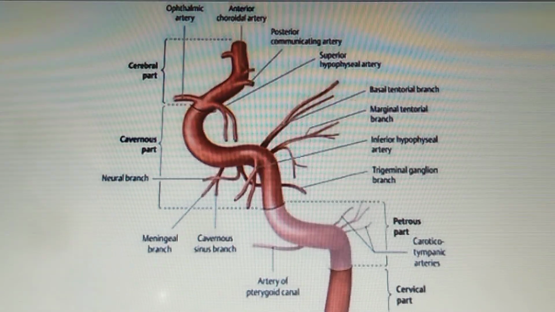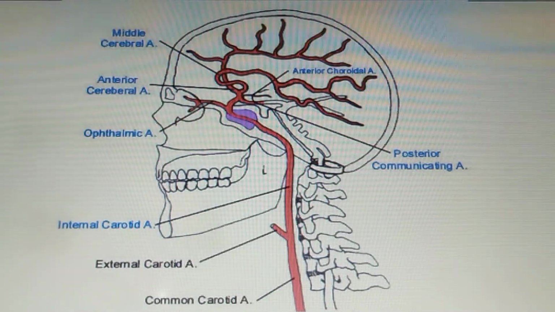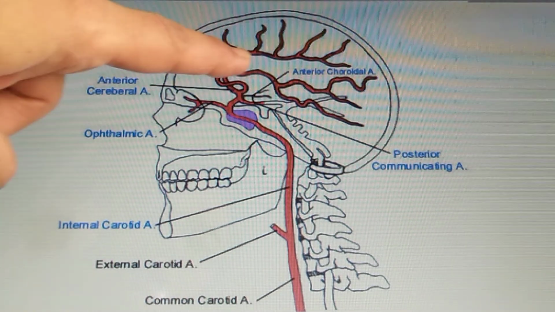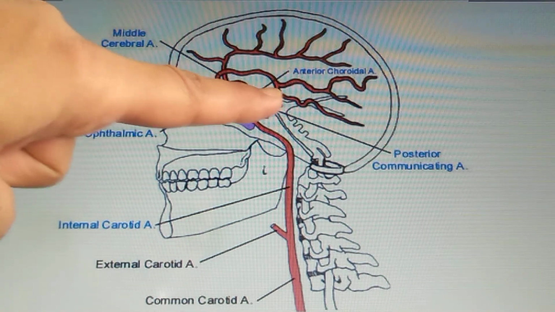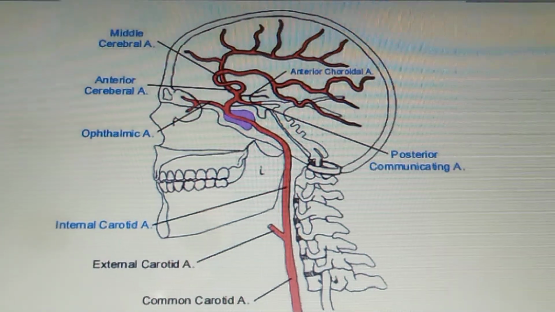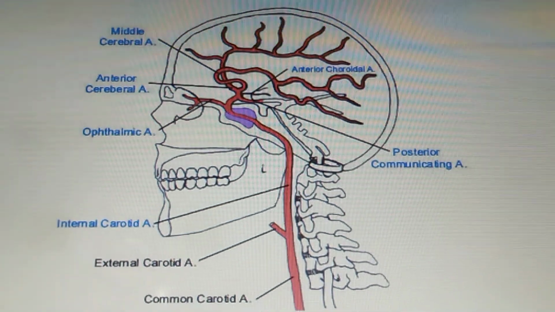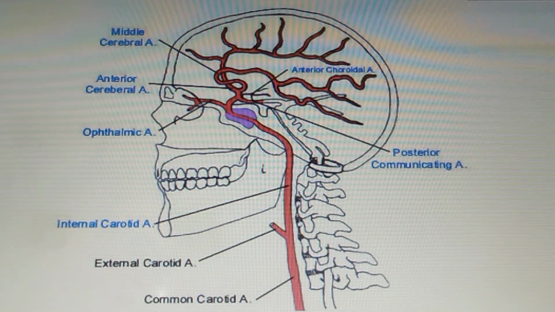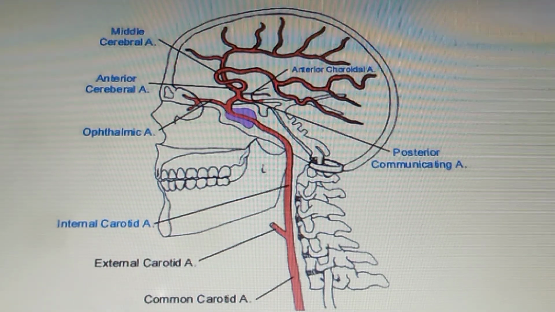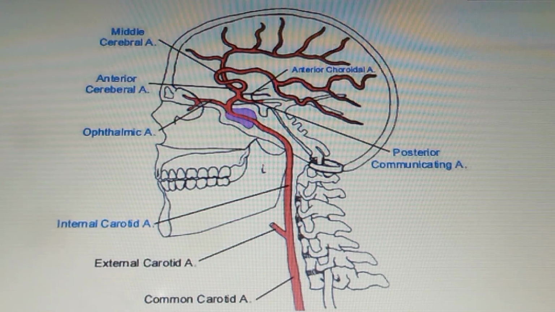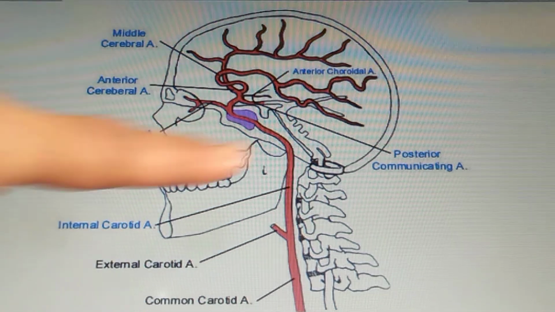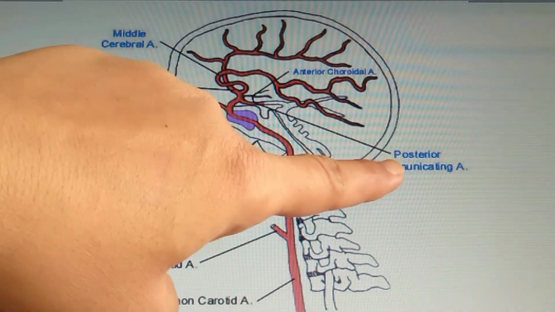We will see the branches in the slide. You can see here, this is the middle cerebral artery that is going, and this is the anterior cerebral artery. Okay, these are the two terminal branches of the internal carotid artery. Now next we will see the branches of the internal carotid artery. First branch is the posterior communicating artery. Here you can see this is the posterior communicating artery.